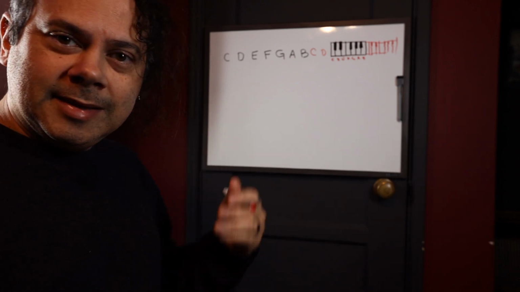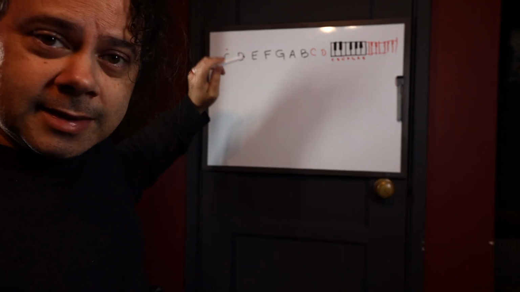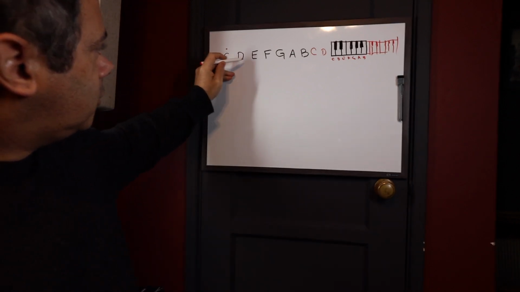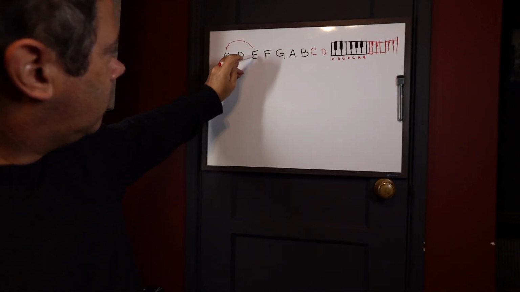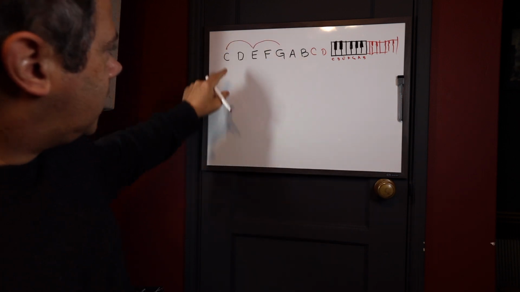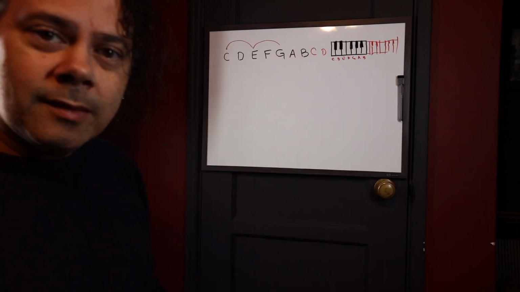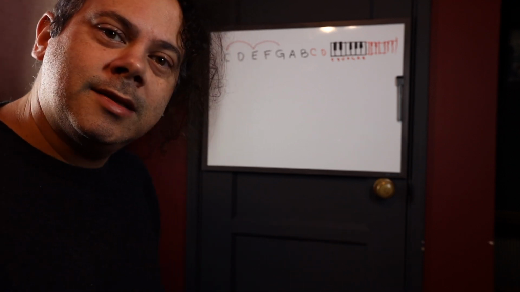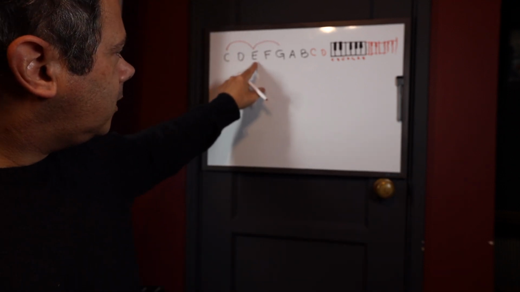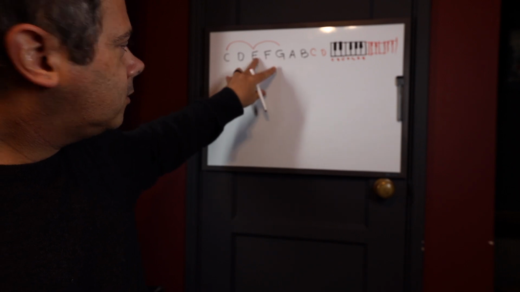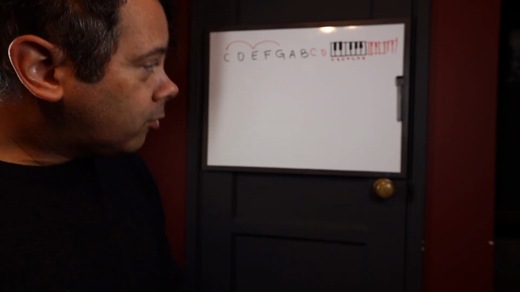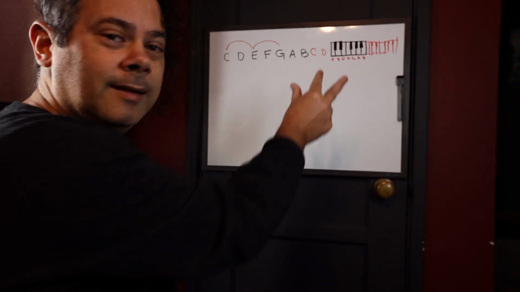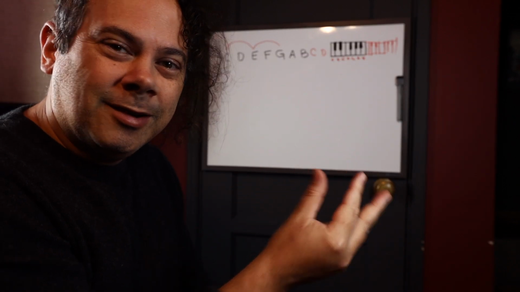It's all about stacking thirds. So if I take C as my root, as my starting point, I will count 1, 2, 3, 1, 2, 3. So basically I'm just skipping the even numbers or degrees, right? 1, 2, 3, 4, 5. So it's the 1, 3, 5. On a keyboard, it's pretty easy to understand because all you have to do is play the so-called chicken foot, right?